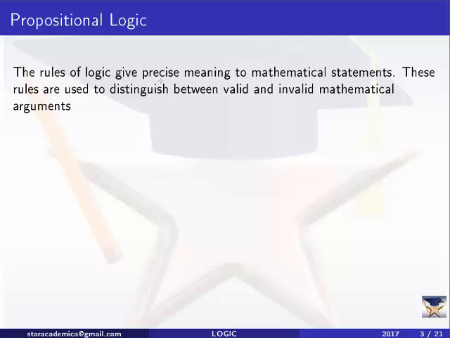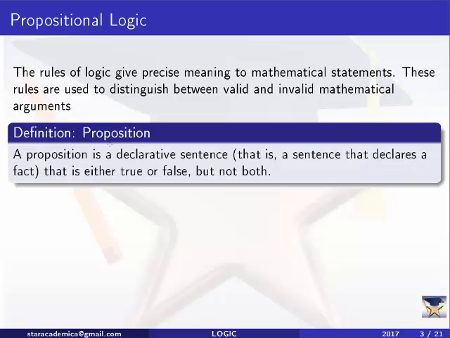The rules of logic give precise meaning to mathematical statements. These rules are used to distinguish between valid and invalid mathematical arguments. So let us define a proposition. A proposition is a declarative sentence. What do we mean? It's a sentence that declares a fact that is either true or false, but not both. So when the sentence declares something, we have to be able to conclude that it is true or it is false, but not both. And if this is happening, then we have a proposition.